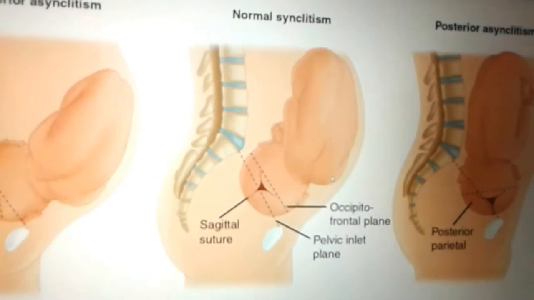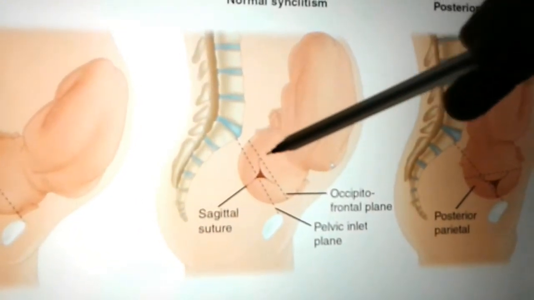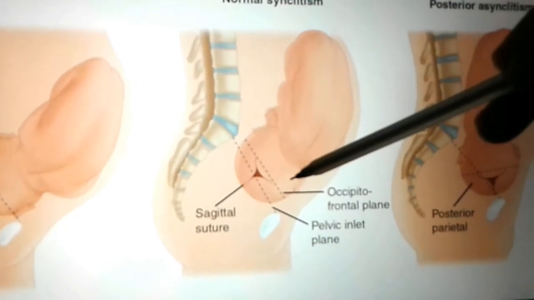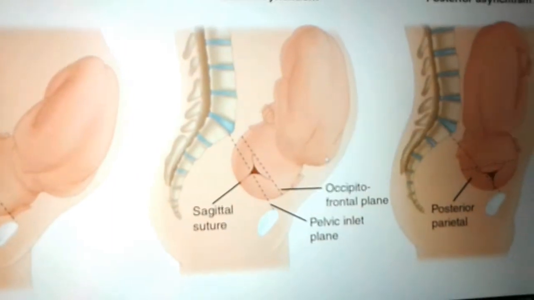Normal synclitism is when the biparietal diameter or transverse diameter of the fetal head, this is the transverse diameter of the fetal head, is parallel to the plane of the pelvis of the mother.